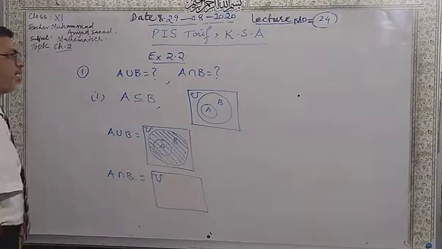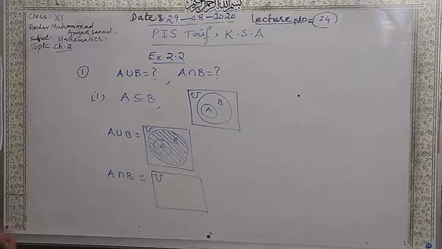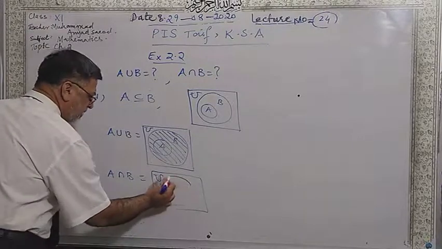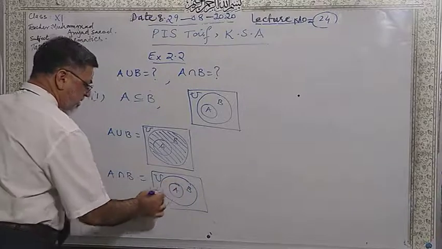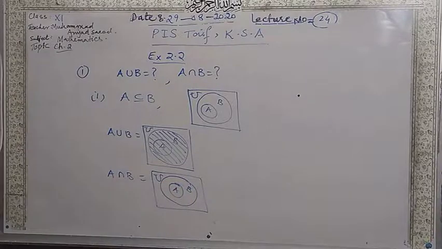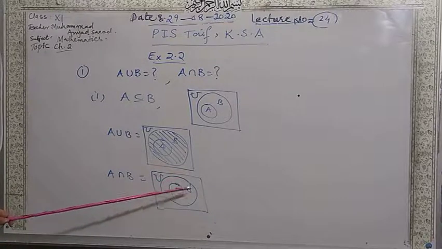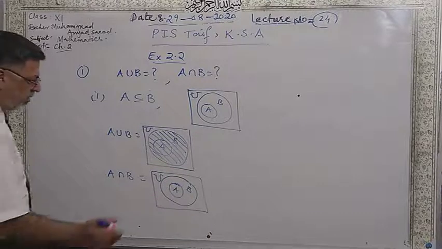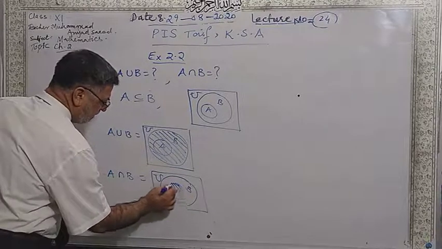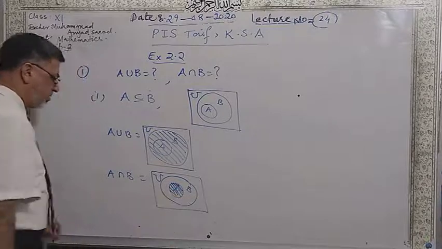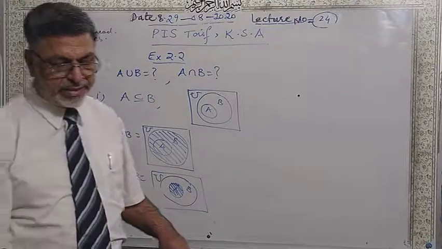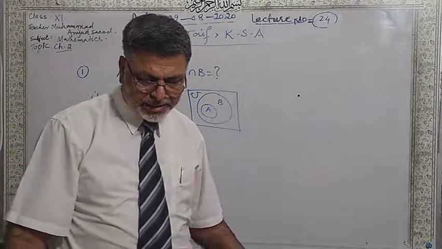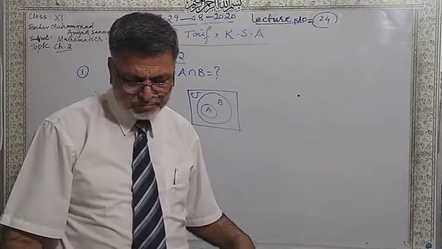And A intersection B. In case of A intersection B, we have the common members of the two sets, A and B. Which elements are present in both sets? Definitely, members of A are also members of B. So this portion is common in both. So this is shaded, and this shows the intersection of A and B. I hope that you can do the second part.